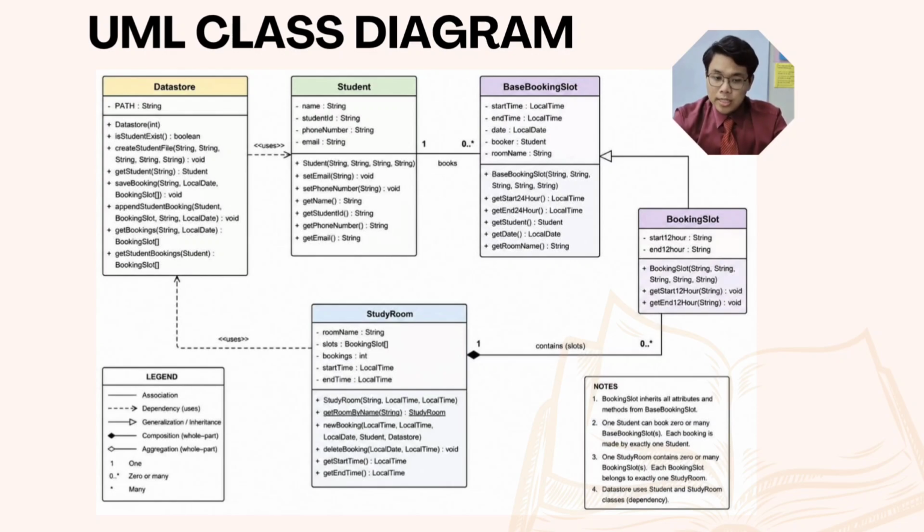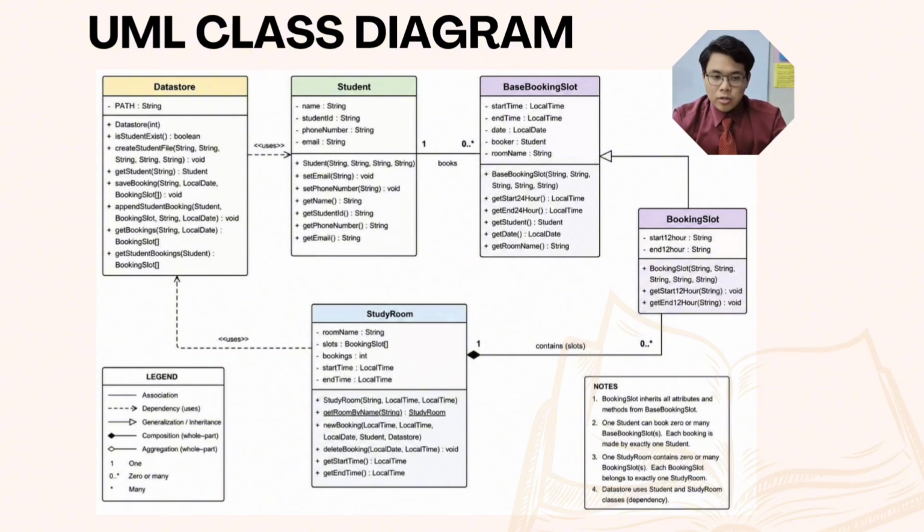As shown in the diagram, data store has a dependency relationship with student because it uses the student class in several methods, such as get student and append student booking. It also has a dependency relationship with study room, since the study room class uses data store when creating new bookings. Next is the student class.